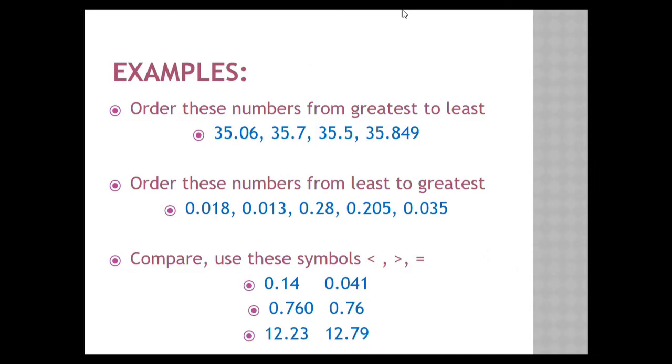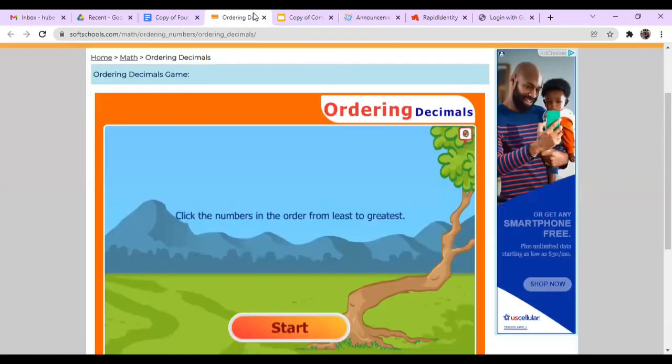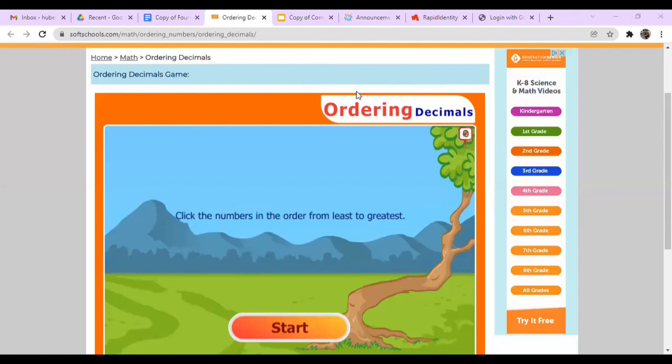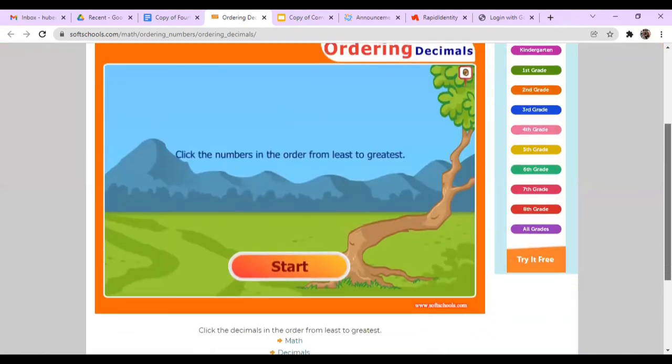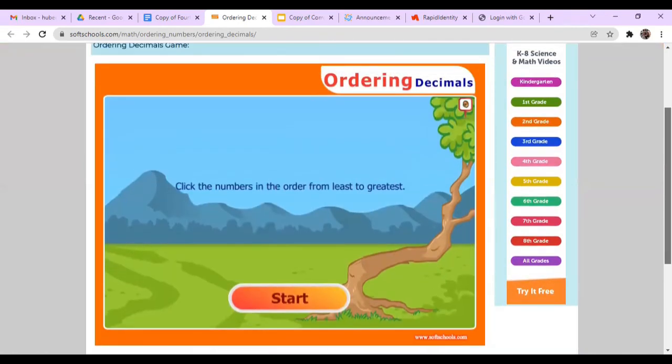Keep working hard. I actually might be able to do it right now. I'm going to include a game on the announcement, which I have right here. What I'm going to say is this would need to be played if you have time after you've done your math and your science. But it's pretty cool. I don't like it as much because it's kind of a timed thing, but it's an ordering decimals game. It says to click the numbers in order from least to greatest.